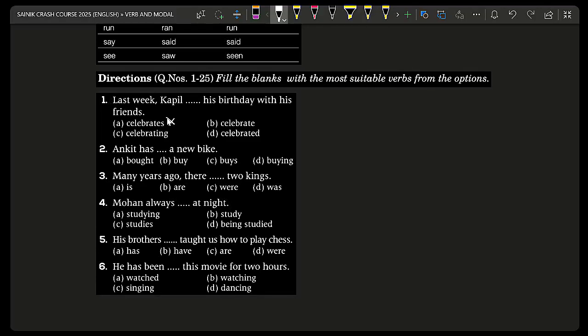Jashvi, choose another option. Celebrated. Yes, celebrated means already over. D is correct. Next, read the second question, Jashvi. Ankit has dash a new bike.